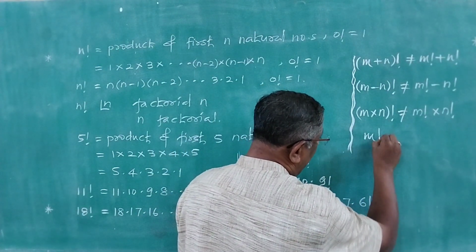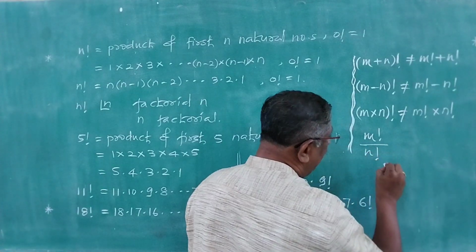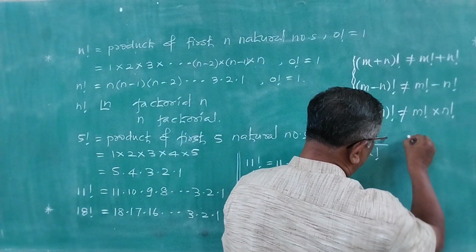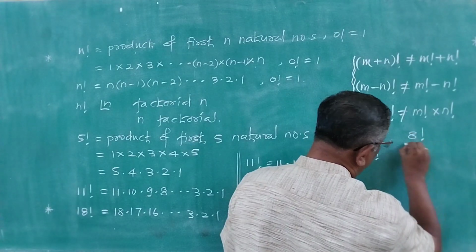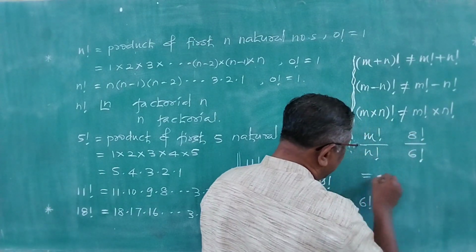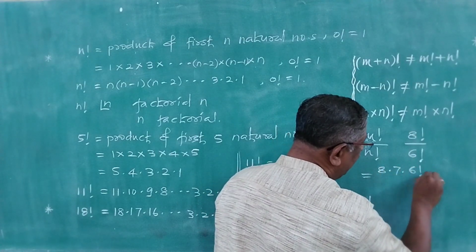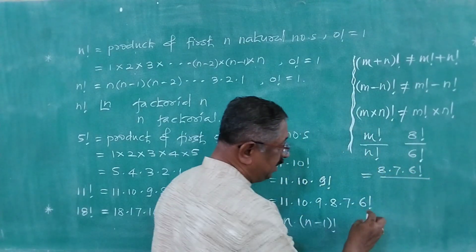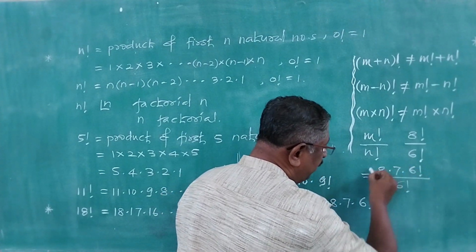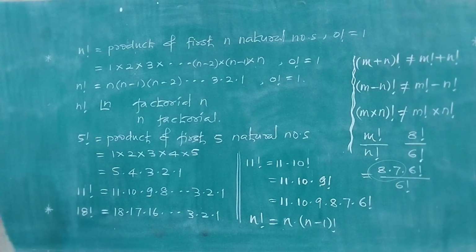But m factorial divided by n factorial can be given in terms of, if you look at this, 8 factorial divided by 6 factorial, shall I say that it is clearly 8 multiplied by 7 multiplied by the remaining elements, which will be 6 factorial divided by 6 factorial, which gives the answer as 8 multiplied by 7.